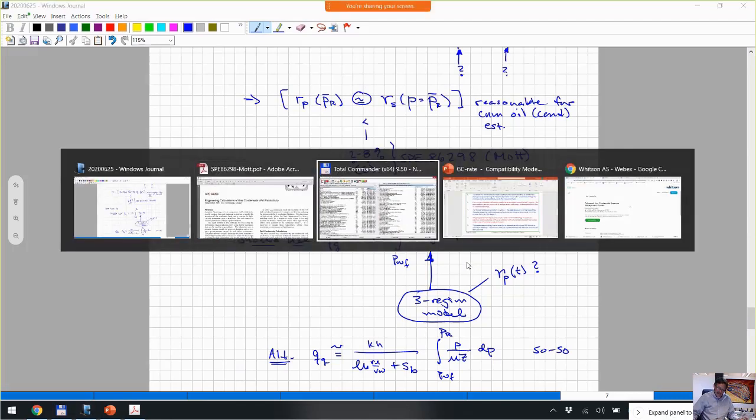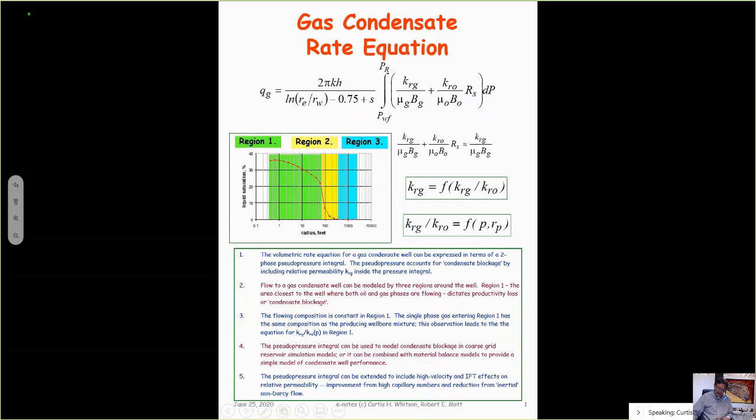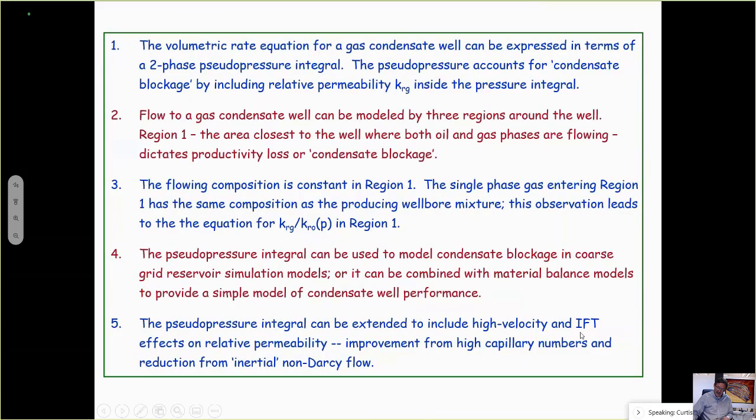Okay, and then the last point on this was the pseudopressure integral can be extended to include high velocity and IFT effects on relative permeability. Improvement for high capillary numbers and reduction from inertial non-Darcy flow. We're going to talk about that in some detail here after lunch. So we'll come back to that.